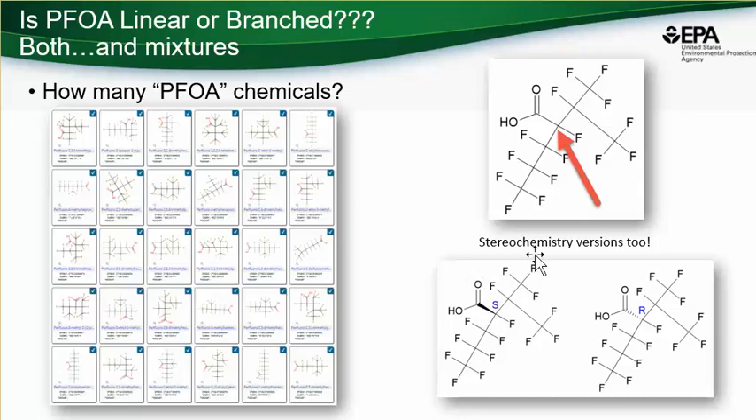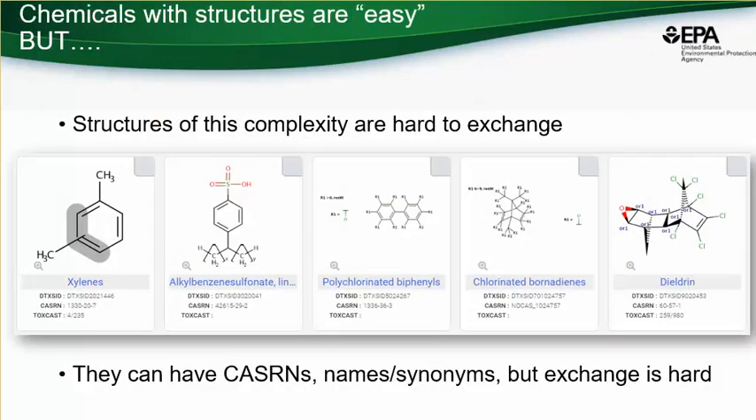So you actually have the R form and the S form to display. So P4 is not as simple as one linear form. It can be linear and branched. It can be a mixture. It can get very challenging. This gets even more problematic when you think of categories.